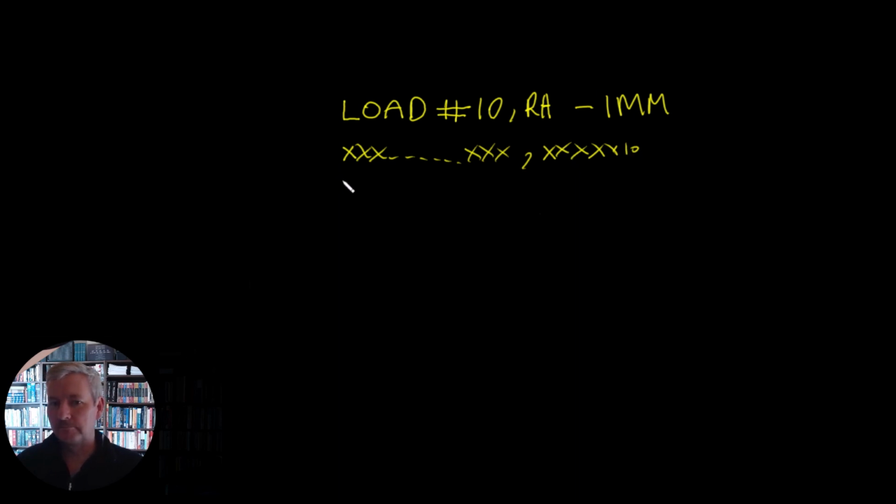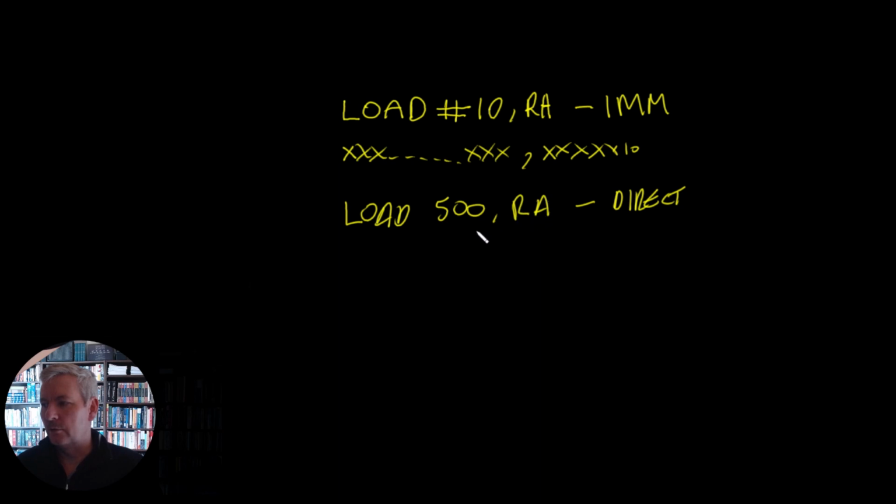So that's the immediate one, and the other one we're going to look at here is going to be load, say 500, RA, and this is going to be our direct addressing mode. In this instance the 500 doesn't refer to an actual number. 500 refers to a memory location. So we're going to load the value that sits in memory location 500 into the register given via RA. Now that's going to be the direct.